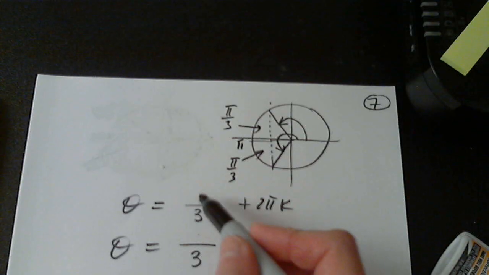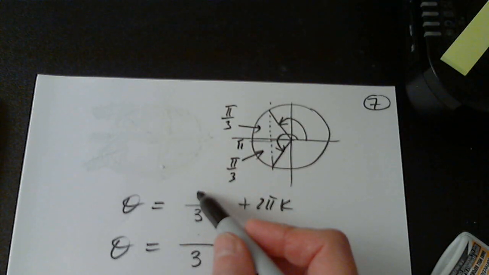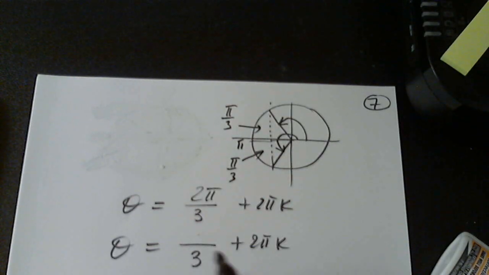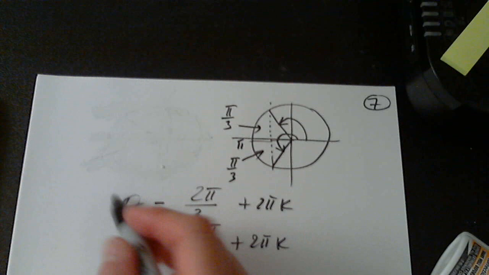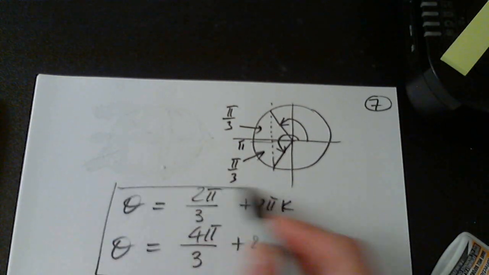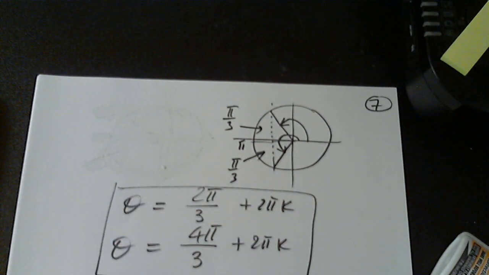Pi minus pi over 3 is 2 pi over 3. Oh, very good. And the other one, pi plus pi over 3, is 4 pi over 3. Excellent. This is it. Great job. Okay, I think we can put chapter 6 to rest.